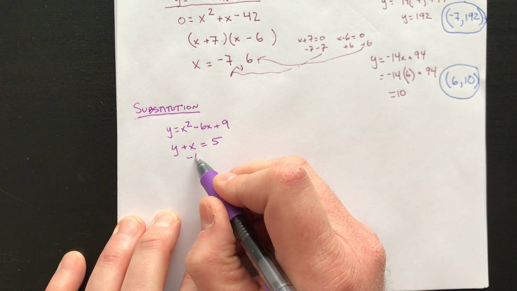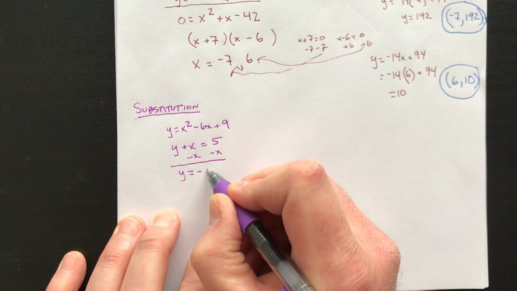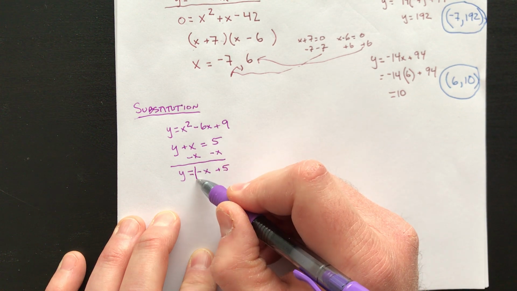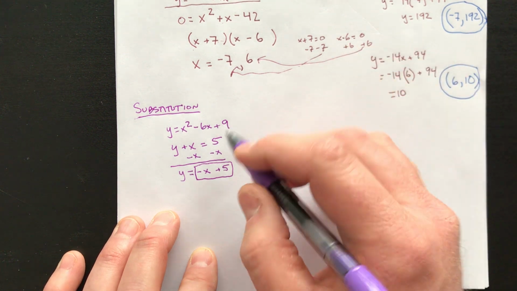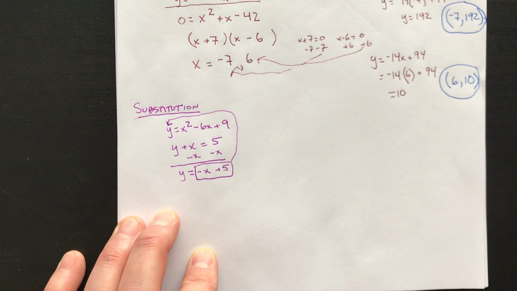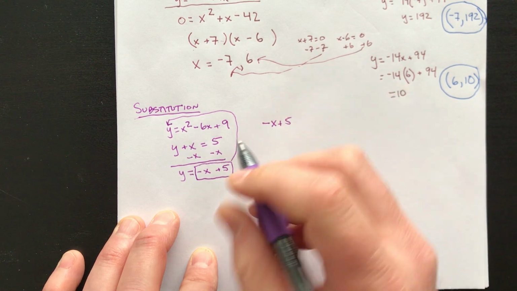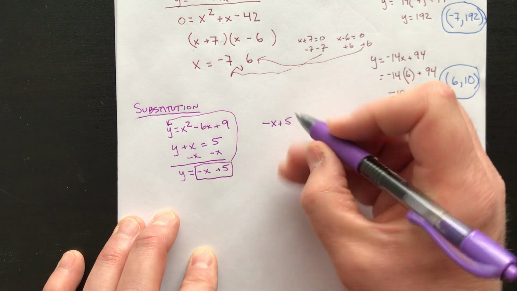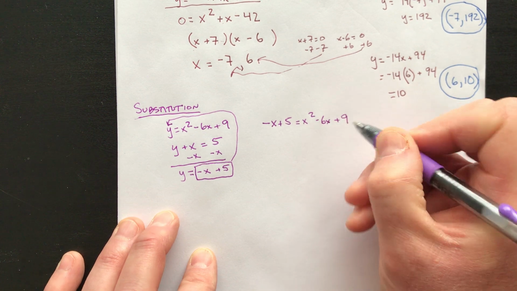So I'm going to subtract x on both sides. So I now have y is equal to negative x plus 5. With substitution, I take what y equals, okay, and I plug it in the other equation for that y. So my new equation, negative x plus 5, all I did was take what this y equals and I plugged it in the other equation's y, is equal to x squared minus 6x plus 9.